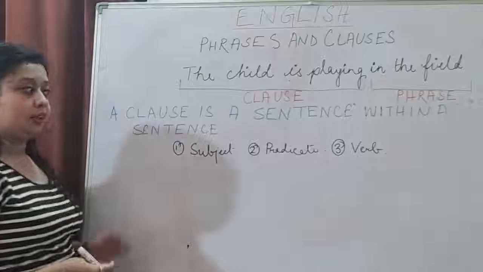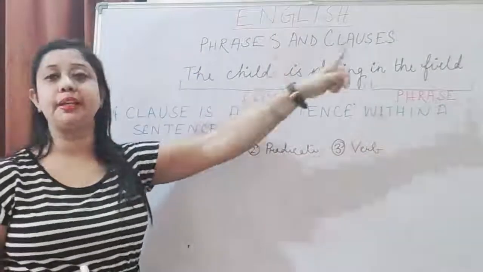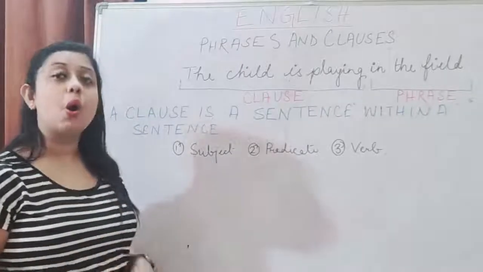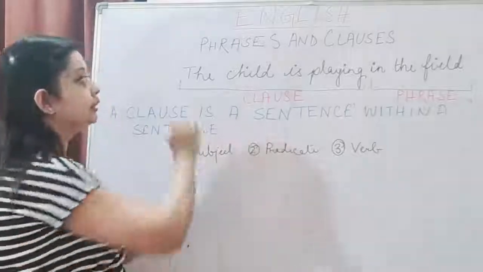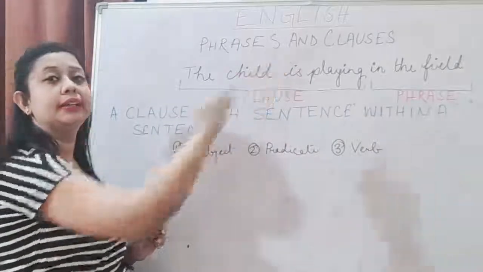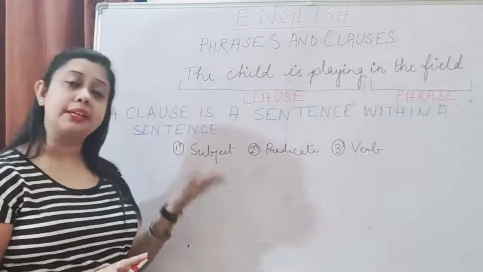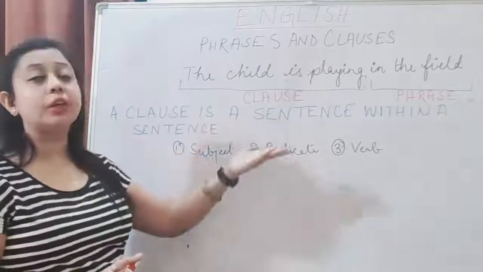See, let us find out these 3 things in this sentence. The child is playing in the field. If this is a sentence, then it will have all the 3 characteristics that I have written here. In this whole sentence, the child is playing in the field, subject, what is a subject? The noun or the pronoun about whom we are talking. So, about whom are we talking in this sentence?